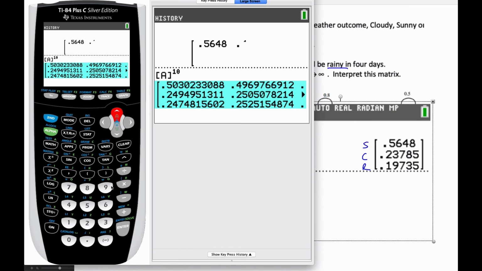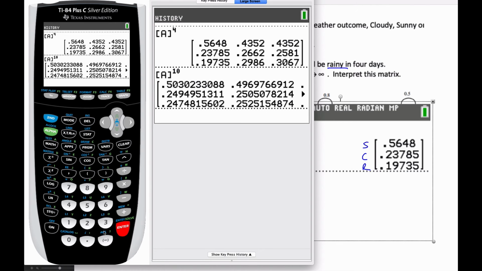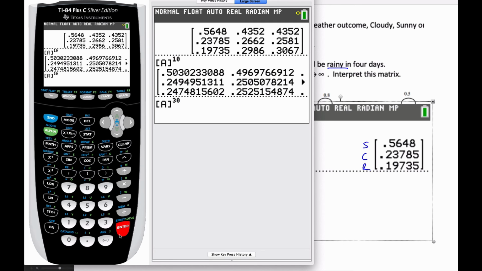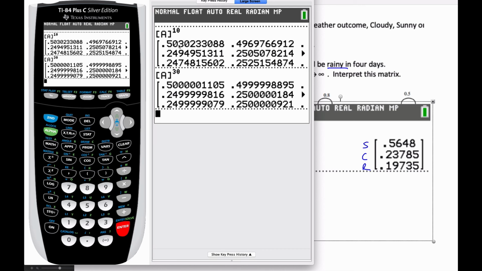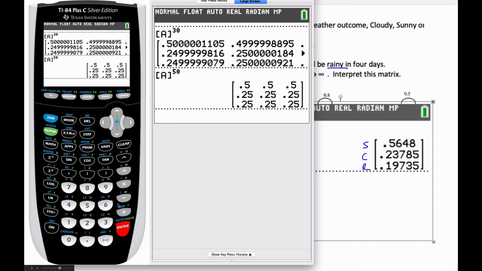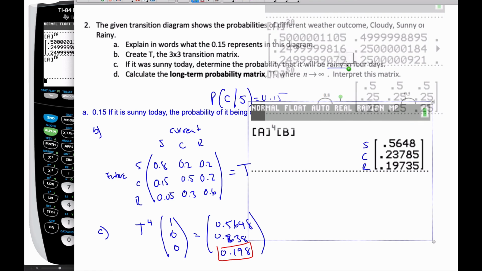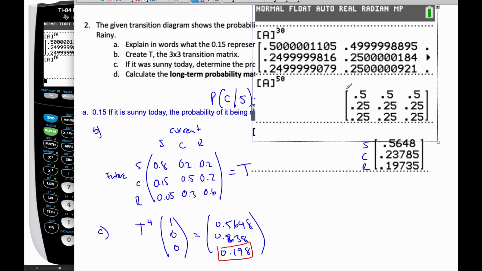Let's also expand it again. Let's go out to 30 and see what happens. As my n gets larger, 0.5003 turned into 0.50, and 0.2499 is 0.24999. Let's go even a little bit bigger. Let's go A to the power of 50. I know I can't go too big or it won't calculate because it blows up. And with A to the power of 50, this is what happens. The matrices start to tend over and over. They get closer and closer to these probabilities.